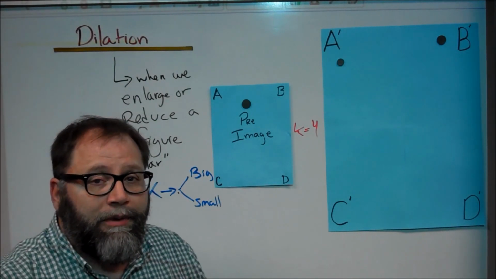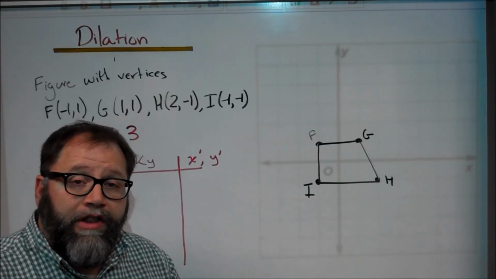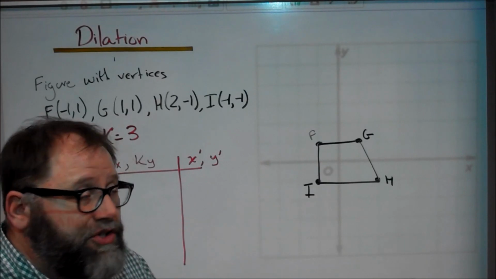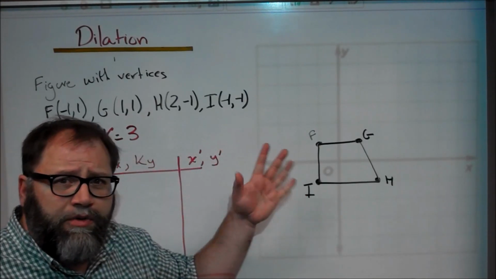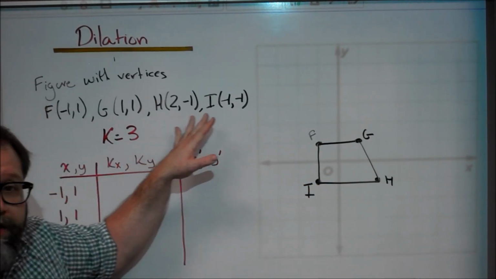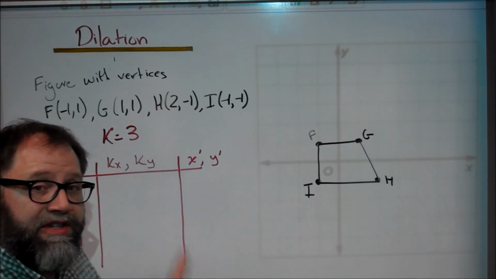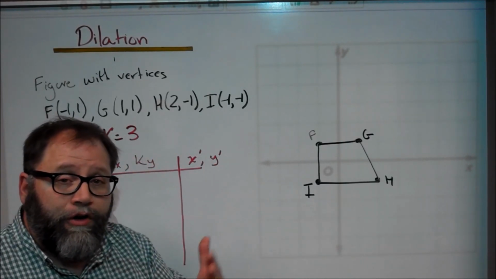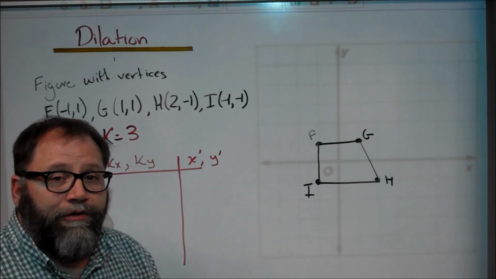Let's try one of these problems. Okay, let's try a dilation. We've got a figure that we're going to dilate, and we can check to see what we've got here. I've got this shape over here. It looks like a right-angled trapezoid, and I've graphed that shape. That's our pre-image. What this says is we're going to increase the size by a scale factor, or k factor, of 3. So we're going to make that bigger by a factor of 3.